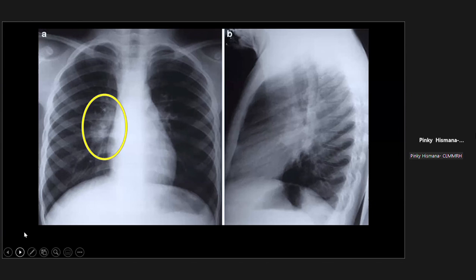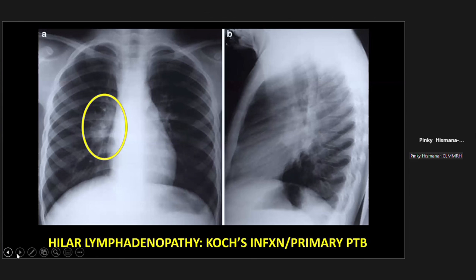So this is actually a case wherein you have an opacity in the right hilum. I'm not going to ask you anymore, but this is actually an opacity at the right hilum. When we did a lateral view, it showed that you also have an opacity at the right hilar area. Actually, this is a case of hilar lymphadenopathy. The haziness is actually due to a lot of lymph nodes which are enlarged secondary to a Koch infection or primary PTB.